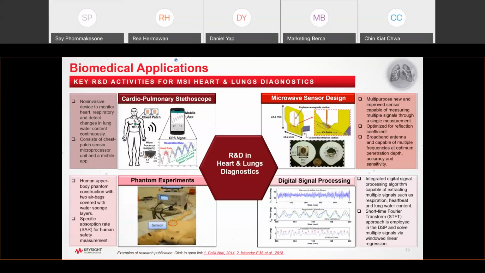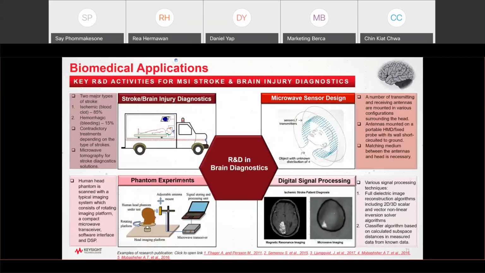More other areas that research is doing, cardio type, and also some of the phantom examples here, digital processing. And then also testing, researching under stroke or brain injury, and also sensing and phantom, and again, so there are a variety of ways of processing that over the years people have used to do some research.